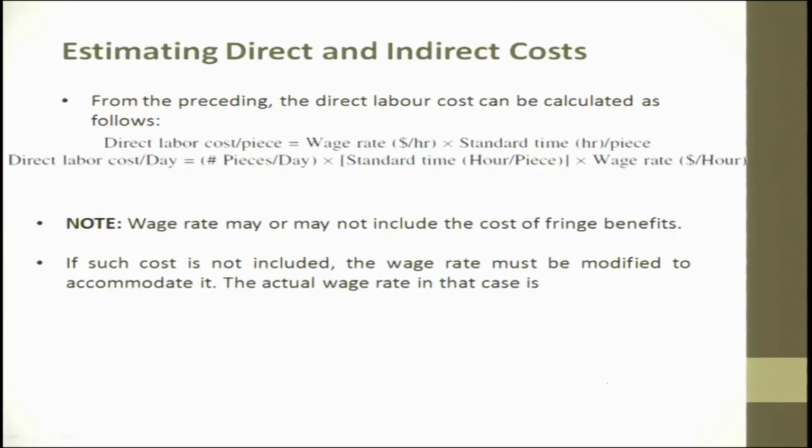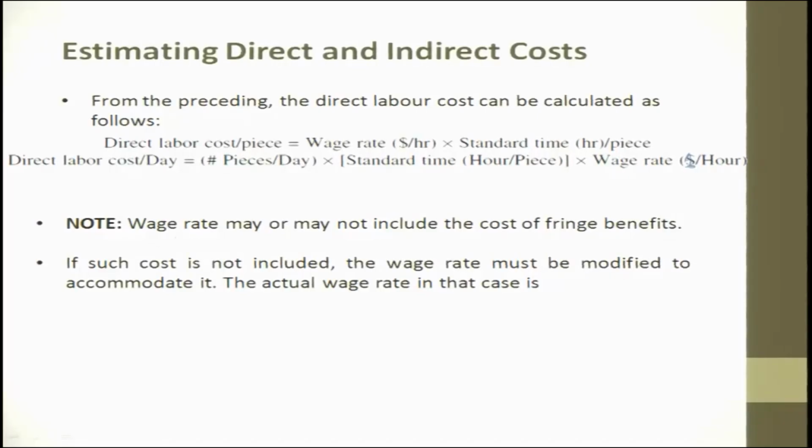From the preceding, the direct labor cost can be calculated as follows: direct labor cost per piece is equal to wage rate, which is nothing but dollars per hour or rupees per hour, into standard time in hours per piece. Now when you talk per day, the direct labor cost per day is nothing but pieces per day into standard time, hours per piece, into the average wage rate, which is in rupees per hour.